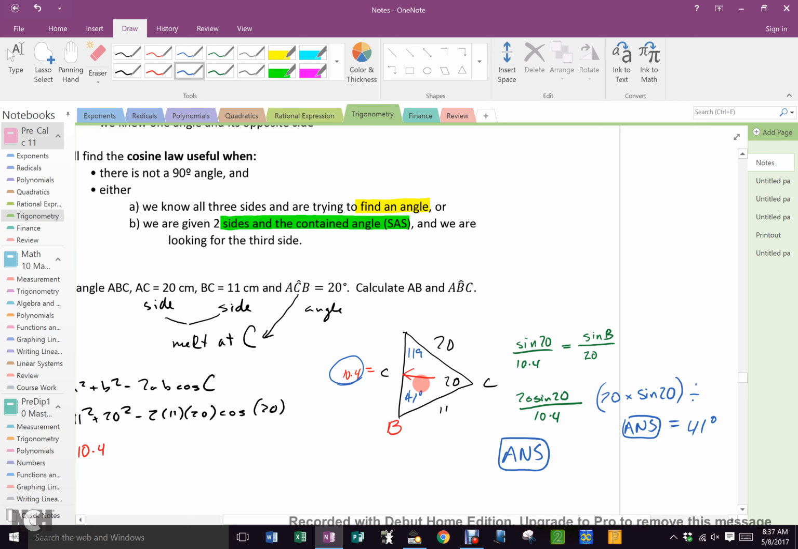Now, how do you check it, or how could you check it? What happens on your calculator when you do sine 41? What do you get? 0.65, yeah? All right, so is everybody cool here? You just got to check your stuff. Yeah? All right, what's next?